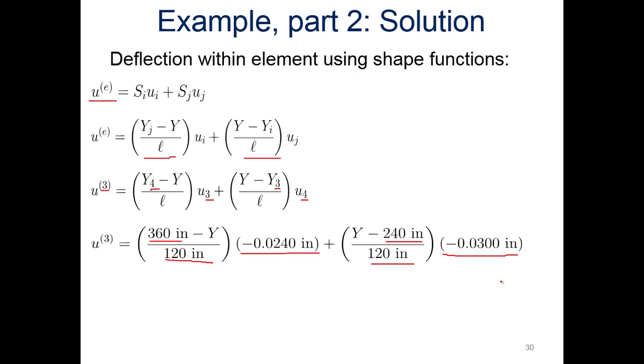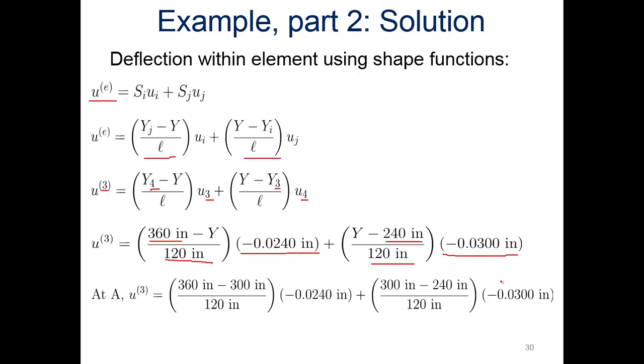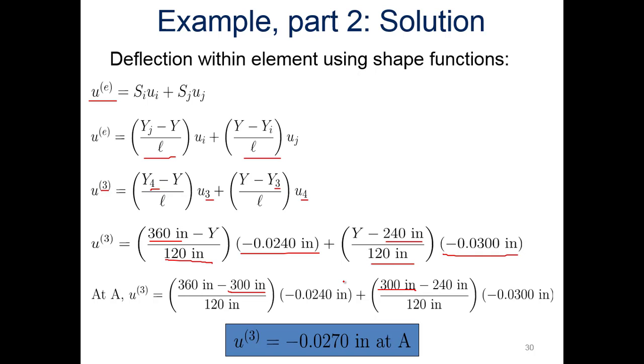So now we just have to solve this problem out once we put in where we want to find it. So where is node A at? Node A is at 300 inches. In this case, it was halfway between nodes 3 and 4. So we plug in 300 inches there and 300 inches here. And now we can run the whole calculation and we come up with the deflection is negative 0.027 inches at node A.